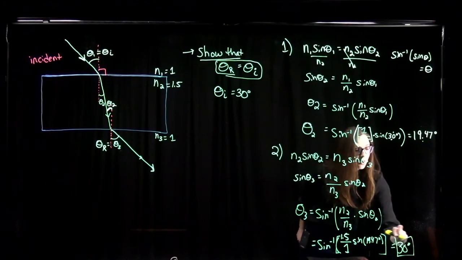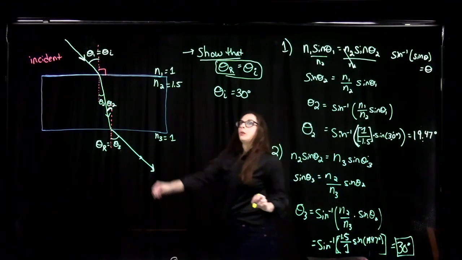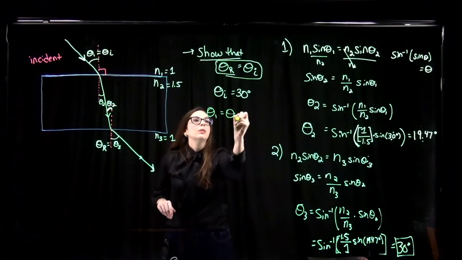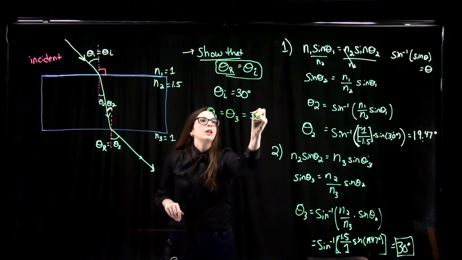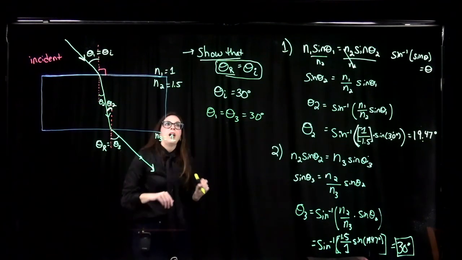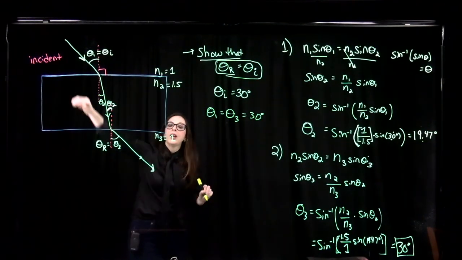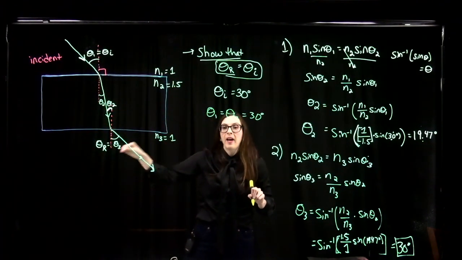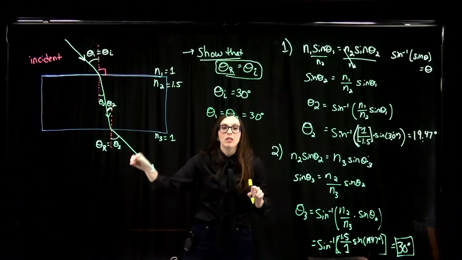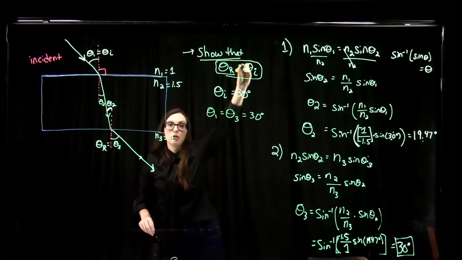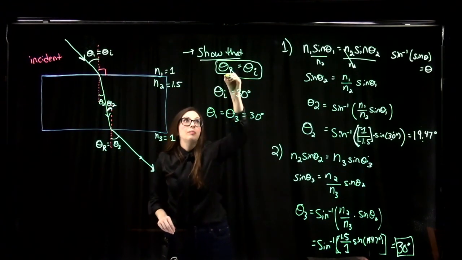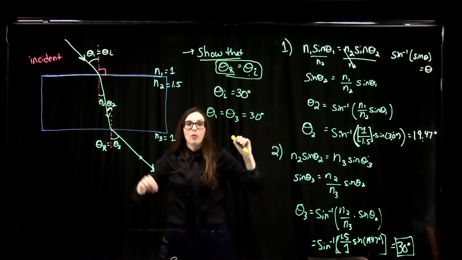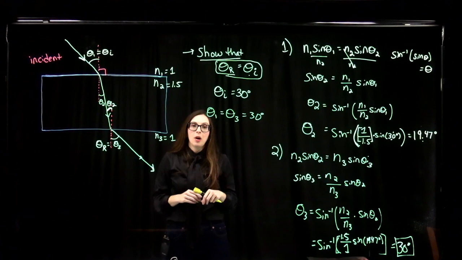So in the end, we showed that theta 1 is equal to theta 3, and they're both equal to 30 degrees. That's the same thing as saying that our incident angle is the same as our refracted angle when that ray exits out of the slab. So we did our job to show that that statement was true. That's how we work through one of these show-that problems.